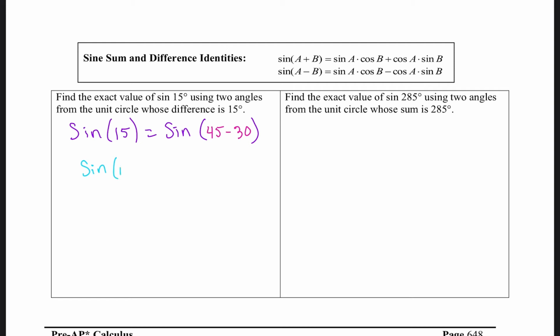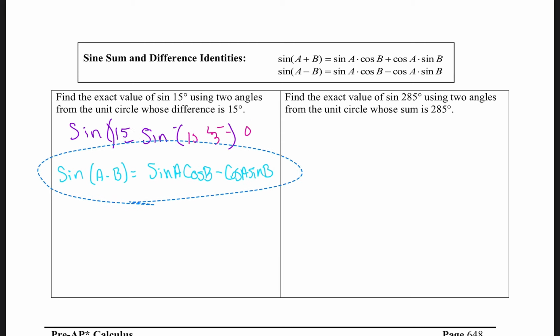The sine of A minus B is equal to sine of A cosine of B, keep the sign, minus cosine of A, sine of B. So we're literally just going to set that equation up.